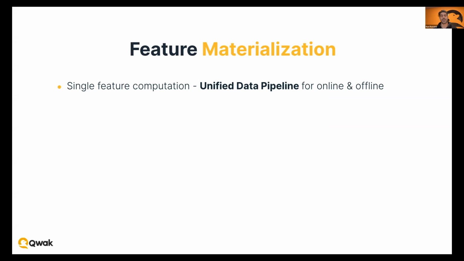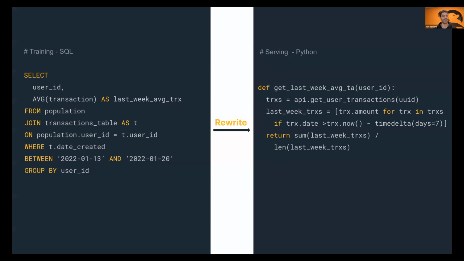And the main concept behind the materialization layer is single feature computation, meaning a unified data pipeline that is being used to generate data both for training and for serving. But what is the actual problem in different pipelines for training and serving? Let's look at this rather simple case. On the left side, we can see an SQL query, which computes the feature average transaction over the last week. And on the right side, same exact feature, just as a part of a serving flow, some production flow.